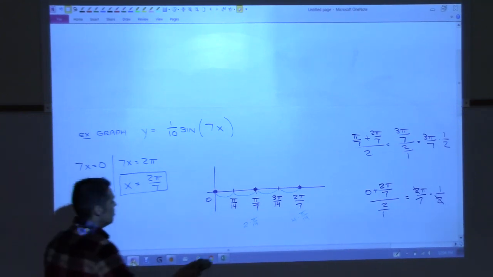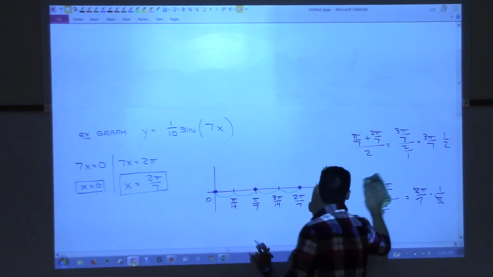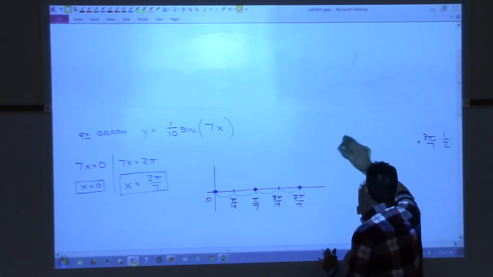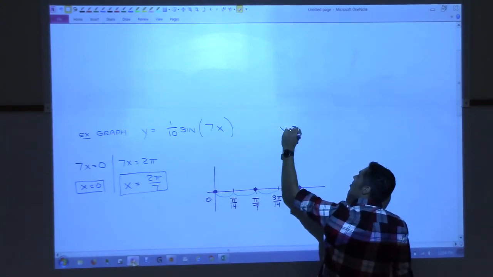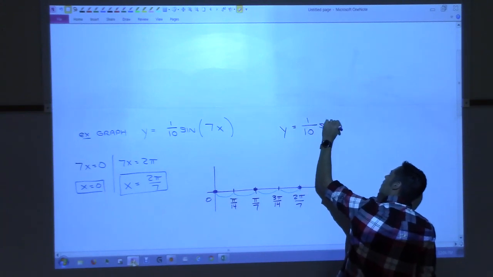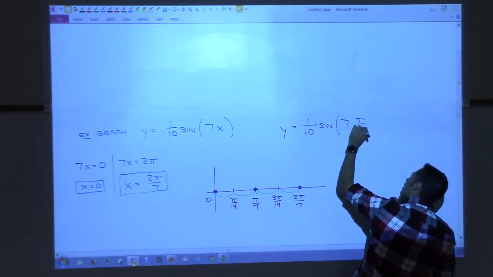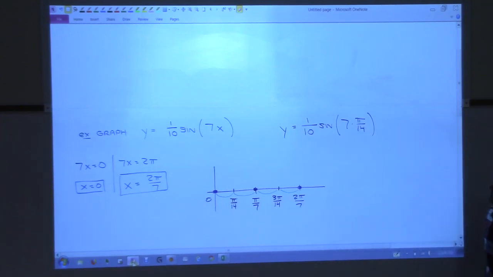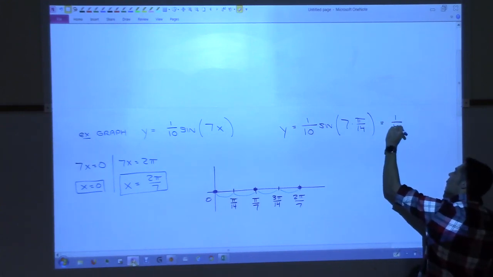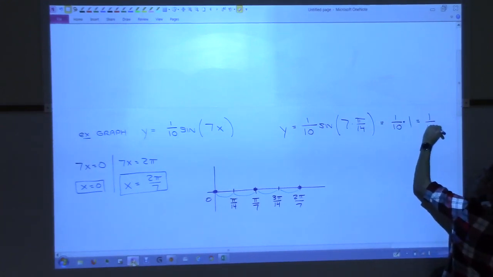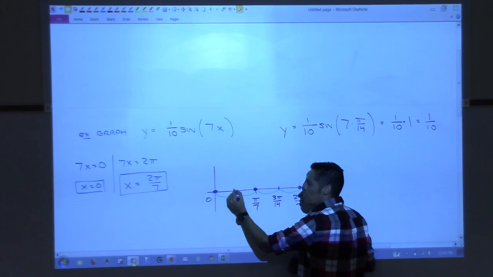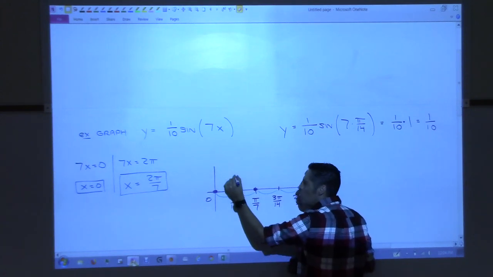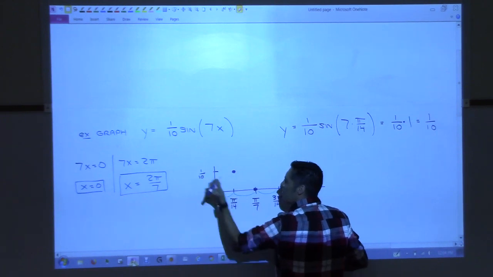All right. Now, what am I doing? Plugging in pi over 14 into the original function and seeing what comes out. All right, so when I do that, I take 1/10 sine of 7 times pi over 14. And man, that keeps on popping out, doesn't it? Pi over 2, sine of pi over 2 is 1. So this becomes 1/10, don't forget about that 1/10, times 1, which is 1/10. So that means my graph is up 1/10, right? You could just put it here, mark it as 1/10, that's fine.